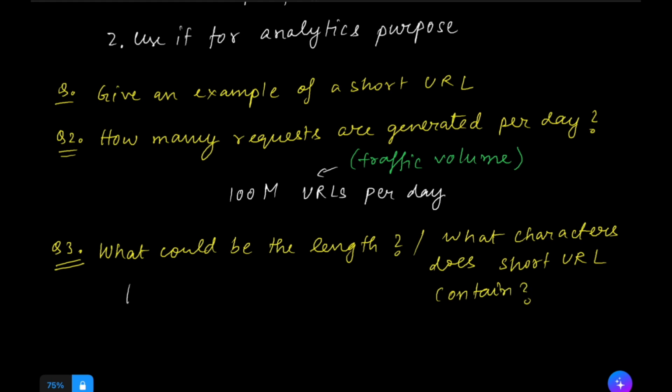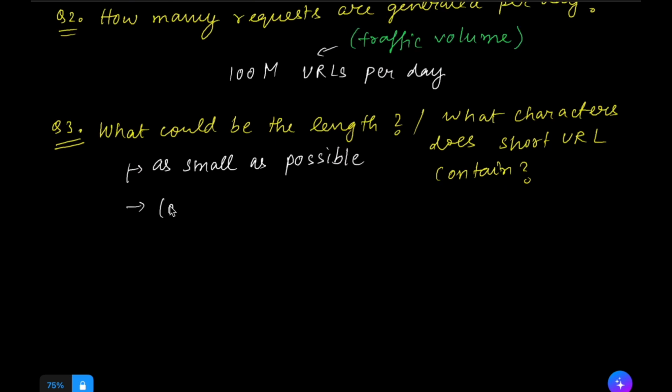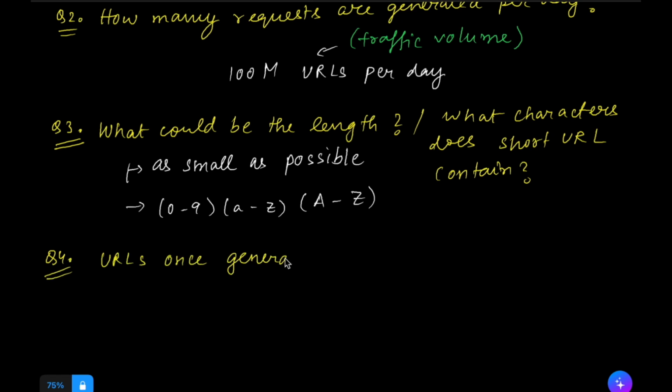So let's say this should be as small as possible, and the short URL contains characters from 0 to 9, small a to small z, and capital A to capital Z. The short URL is made of these characters. And for simplicity, for our purpose, let's say the URLs once generated are never deleted, or rather updated.